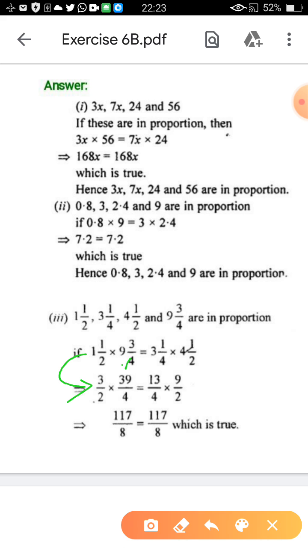See, I have converted it here. Then this conversion I have written here. 3 integer 1 upon 4 will be 13 upon 4. Then 4 integer 1 upon 2, I have written the conversion 9 upon 2.